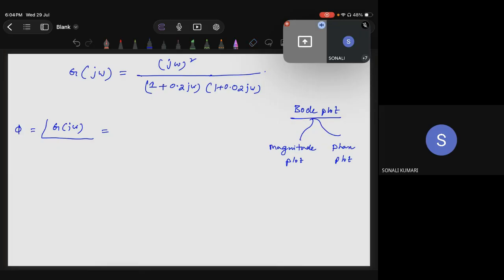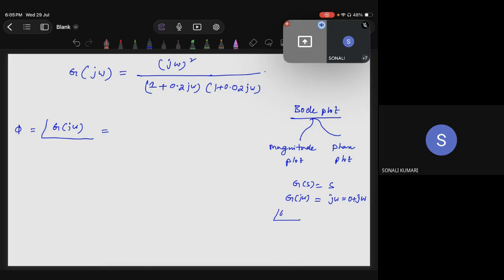Can anyone tell me? Let us say you consider G(s) = s. Substitute j omega. What do you get? j omega. How does this look? 0 plus j omega. Am I correct? Yes or no?